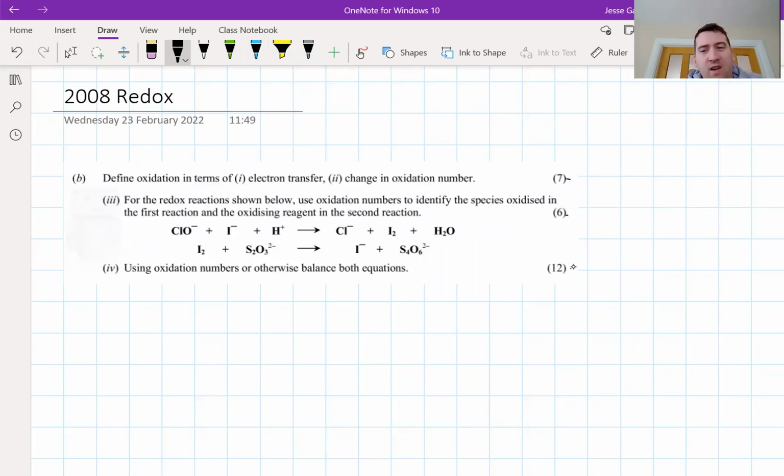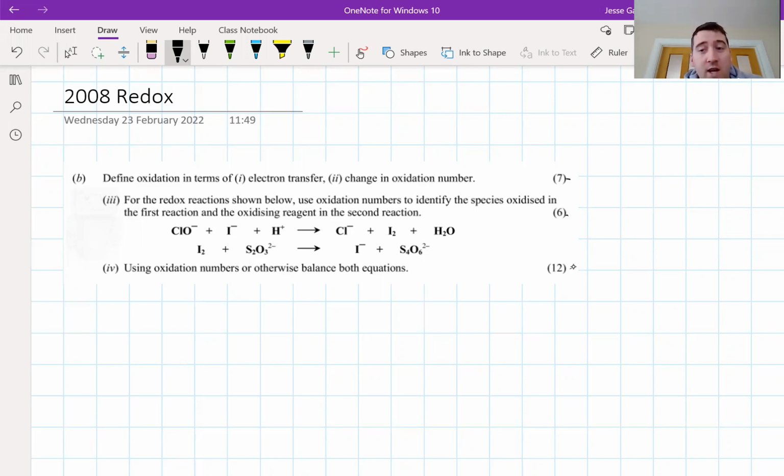You might underestimate this question, because you see the 12 marks at the end are for balancing both of these redox equations. If you're good at those, this is pretty straightforward, and easy enough to get these 25 marks. But this is why you need to practice balancing redox reactions, because if a redox question comes up, you can be pretty sure they're going to ask you to do that. So do practice them.